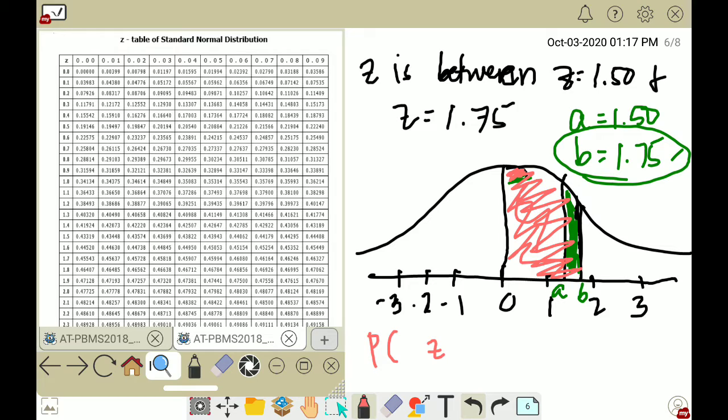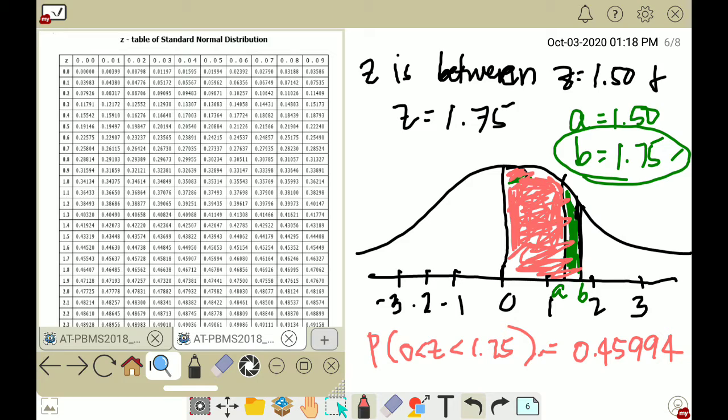For the area of B, Z is between the mean and 1.75, which is your B. That is 0.45994. For the area of A, of course, we are going to subtract the area of A because, again, class, this area covers only A and it does not include the area that is between A and B.